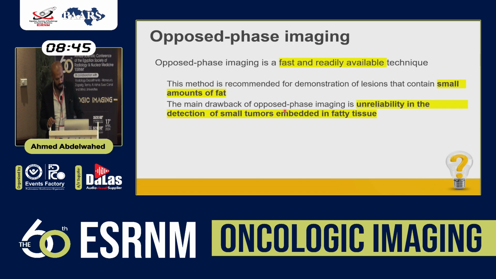As for opposed phase imaging, it's a very fast and readily available technique. This method is recommended for demonstration of a very small amount of fat. The main drawback of opposed phase imaging is its unreliability when detecting very small tumors embedded within a large amount of fat.